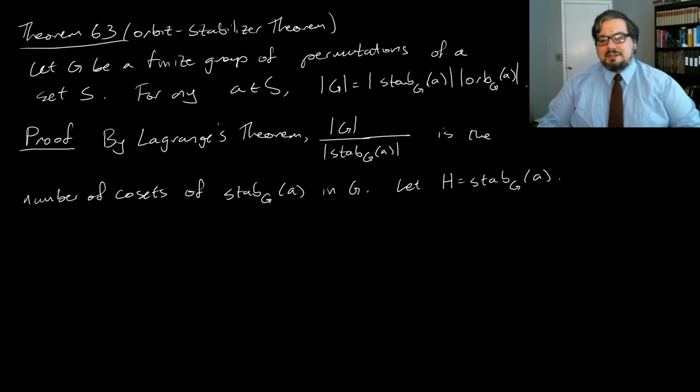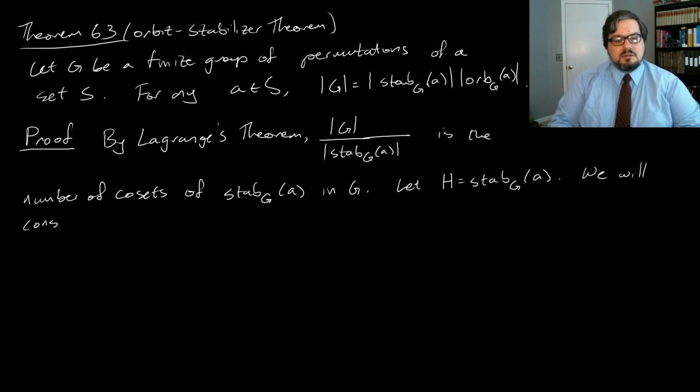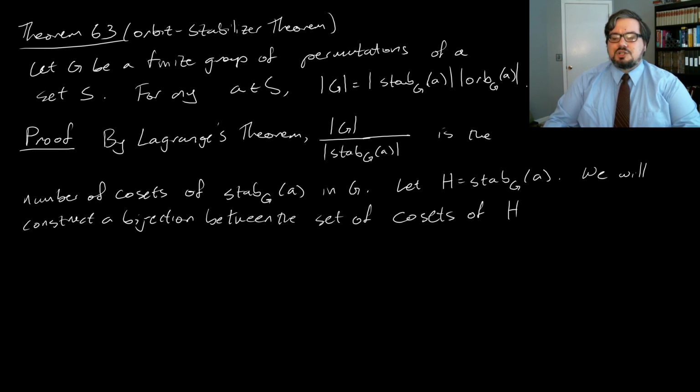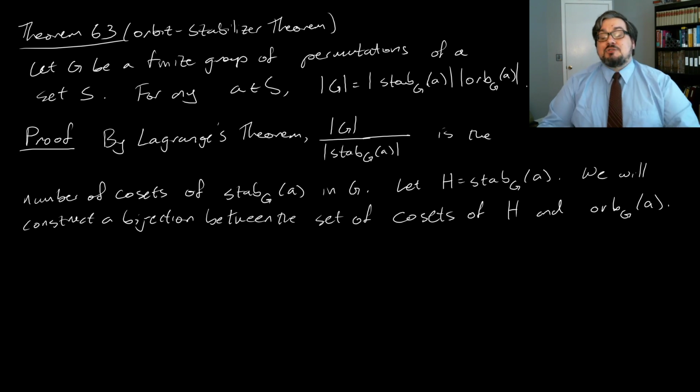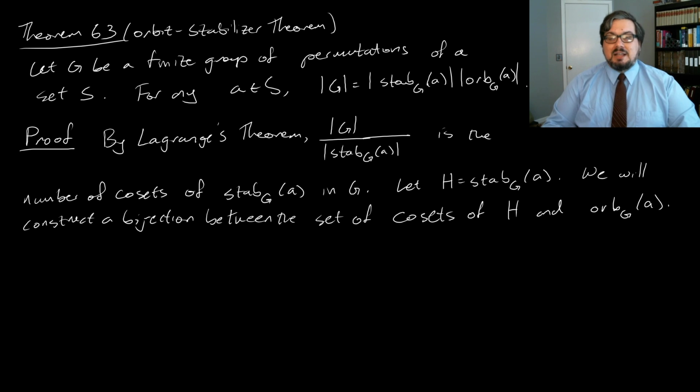I don't want to keep writing stab G A. So we will construct a bijection between the set of cosets of H and the orbit of A. And this will show that there are as many cosets of H as there are elements in the orbit of A, which will prove that the order of G divided by the order of the stabilizer is the order of the orbit, which will prove our result.